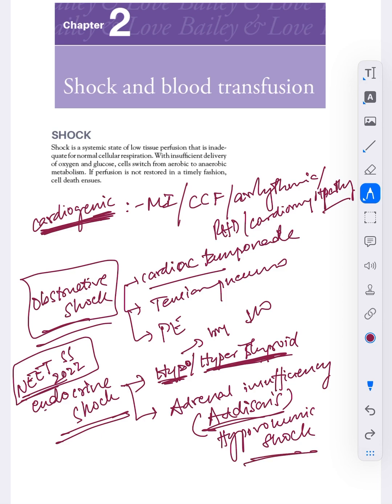I don't exactly remember the question that they had asked, but it was something like which endocrine shock mimics cardiogenic shock, something like that. They had asked the question, that is hypothyroidism. Remember, in hyperthyroidism it is hyperdynamic circulation, and hence it is a high output cardiac failure condition. Okay, moving on.